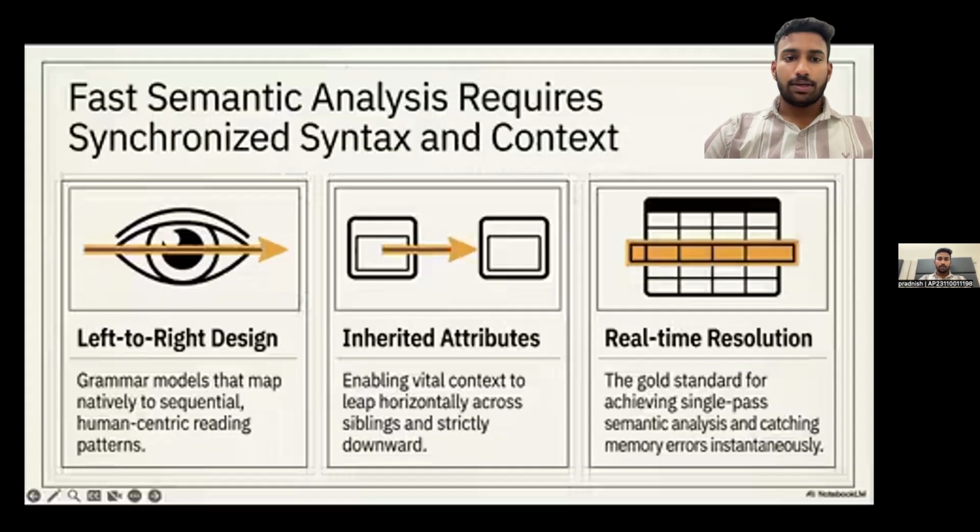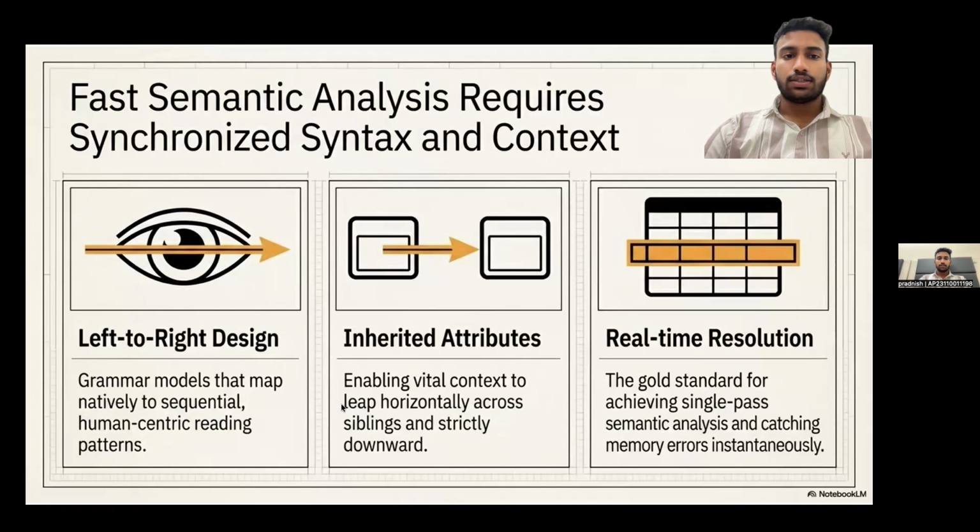Now, let me drive through the key takeaways. First one is left-to-right design mapping to how we write code. Next one is inherited attributes allow context to leap across the tree. And third one is real-time resolution is the gold standard for modern compilers. This is how we ensure code is safe, valid, and fast.